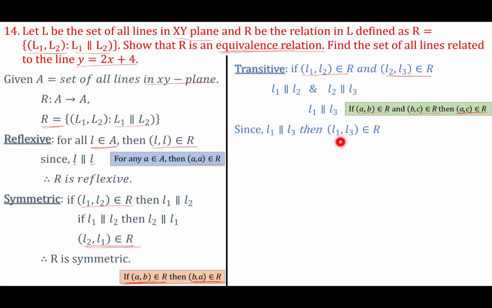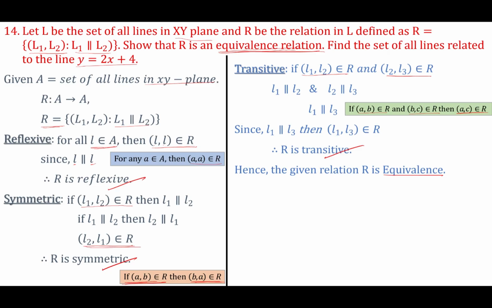Since (L1, L3) belongs to R, that means (L1, L3) belongs to the given relation. That is what we have to prove in transitive. So the given relation is transitive. Now we proved the given relation is reflexive, symmetric, and transitive, which means the given relation is an equivalence relation. This is the first part of our question.